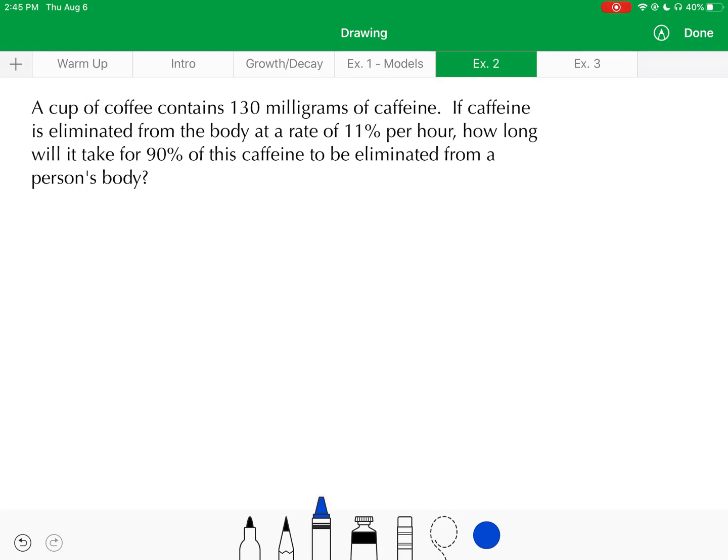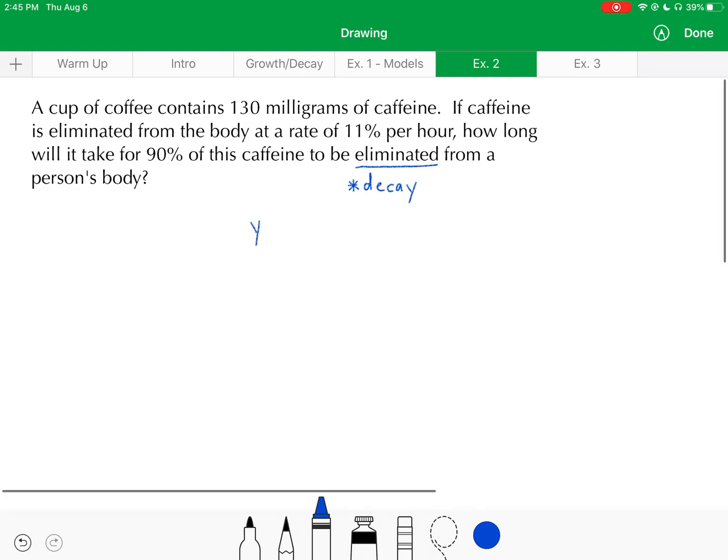All right, so is this a decay situation or a growth situation? Well, I think a key word here is eliminate. Over time, the amount of caffeine in your body is going to decrease. So this is going to be a decay situation.